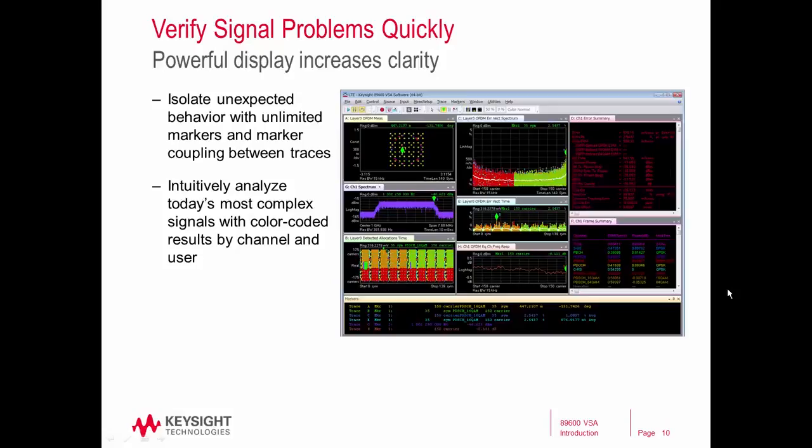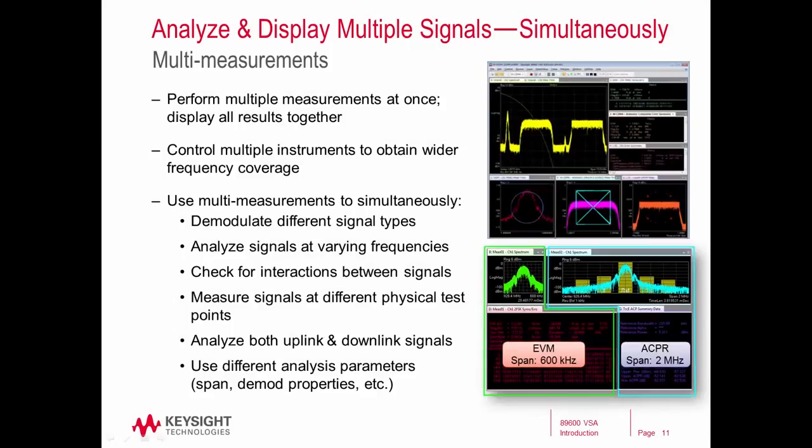Also, the addition of color coding across multiple traces allows you to view data by channel or by user very quickly and intuitively. Another powerful feature of the 89600 VSA software is multi-measurements. This capability allows you to make multiple measurements at one time and then display all of the results together.